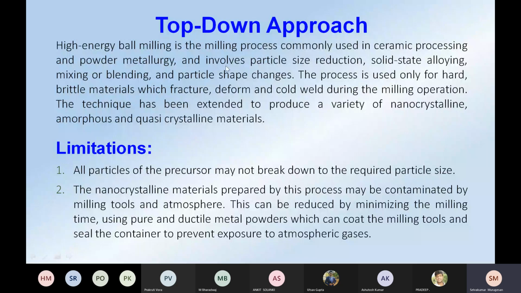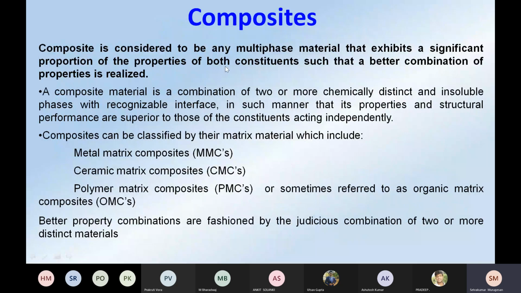Now, before getting into nanocomposites, try to have some basics about composites. What is a composite? A composite is considered a multi-phase material which exhibits a significant proportion of the properties of both constituents, such that a better combination of properties can be realized. That means you have at least two materials with distinct phases, and both phases have extremely different properties, because you are going to obtain a multifunctional material out of multiple properties in one composite material.